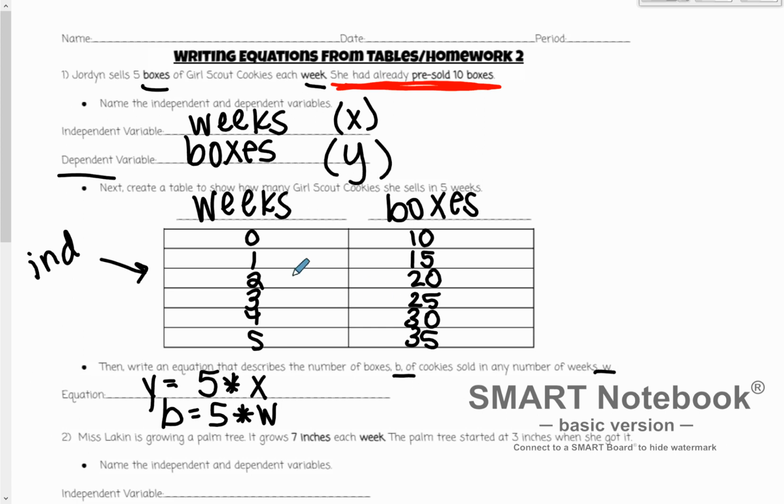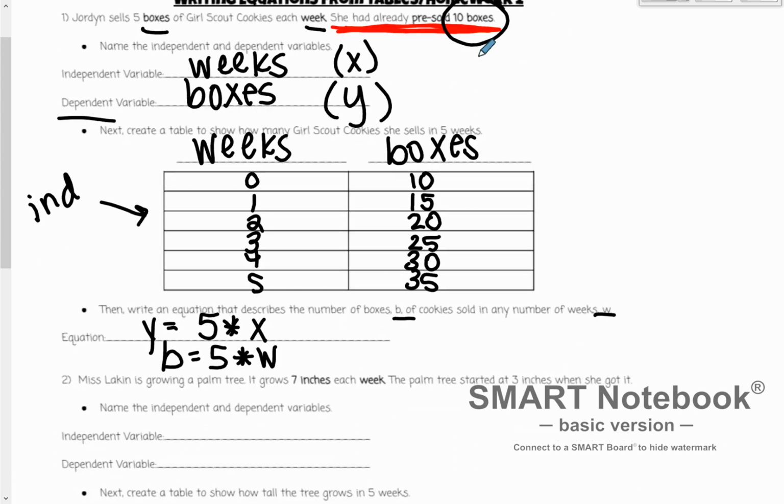What we had to do was 2 times 5 was 10, and then add in those 10 boxes that she already sold. She sold those just once. So we're not multiplying those 10 boxes by the number of weeks because she just sold those boxes once. It's not happening every week. It would happen before it even started.